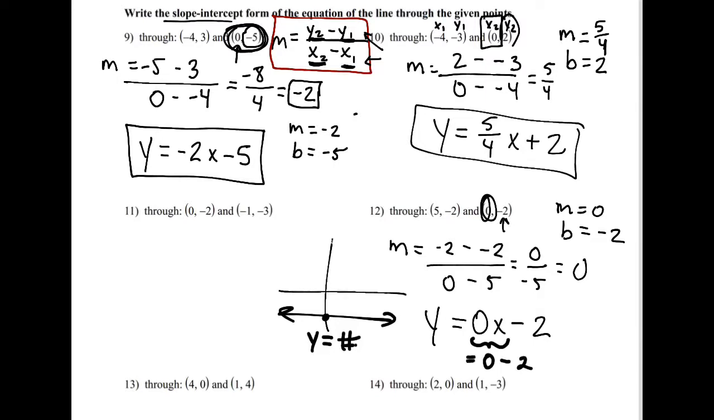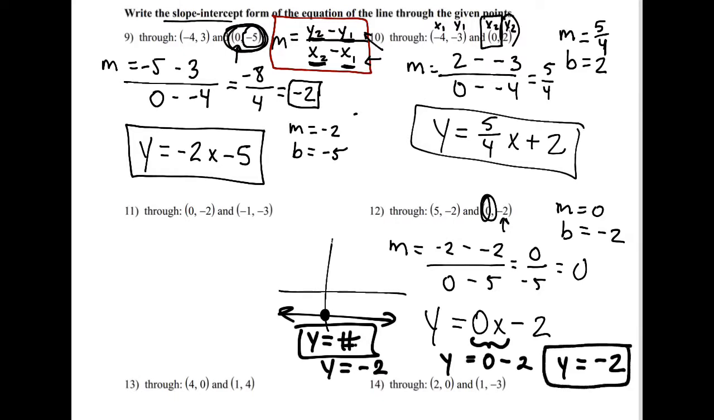So if I just bring down everything else I have, I can simplify that, and that's just y equals 0 minus 2, which is y equals -2, which makes sense with the equation of the line just being y equals a number, because it's y equals your y-intercept, which is -2. So make sure you simplify all the way. Don't just leave me hanging with y equals 0x minus 2. Simplify that.